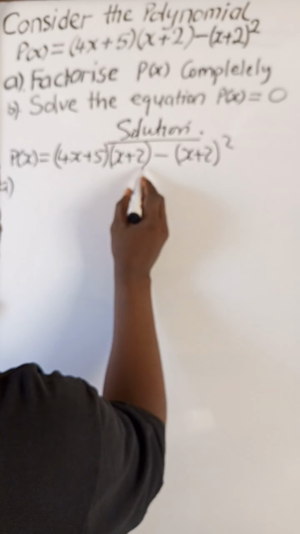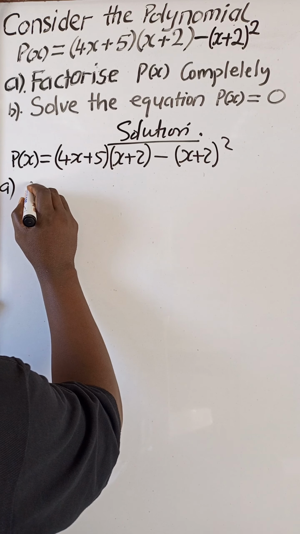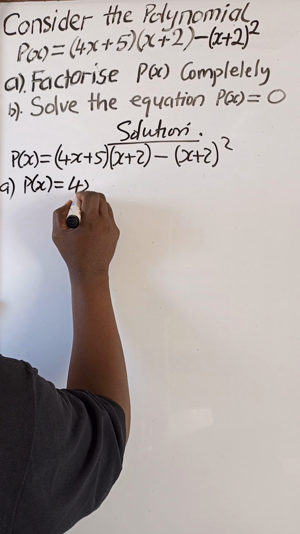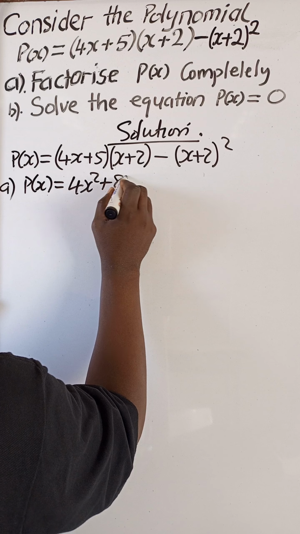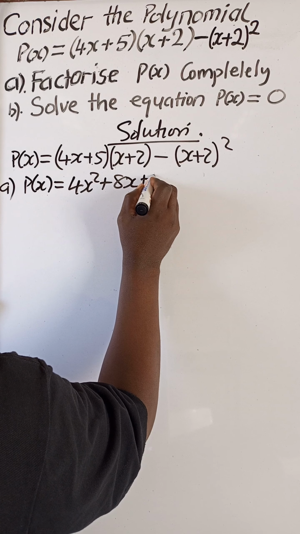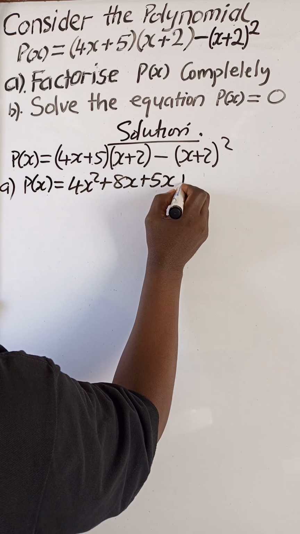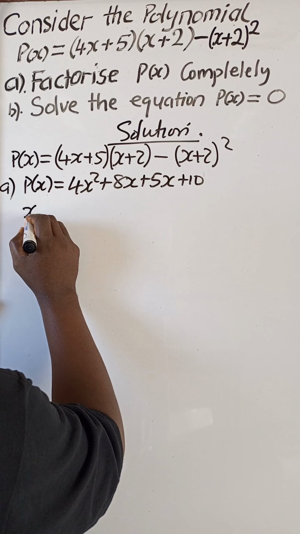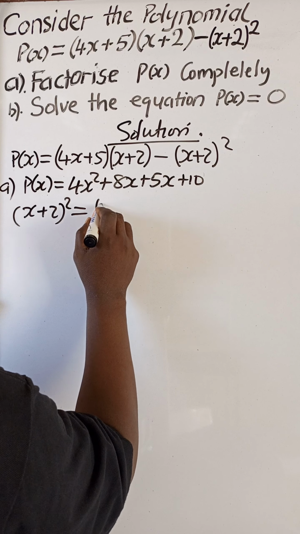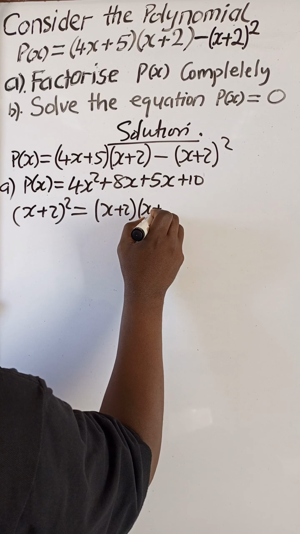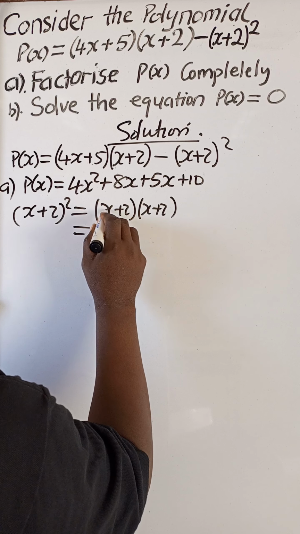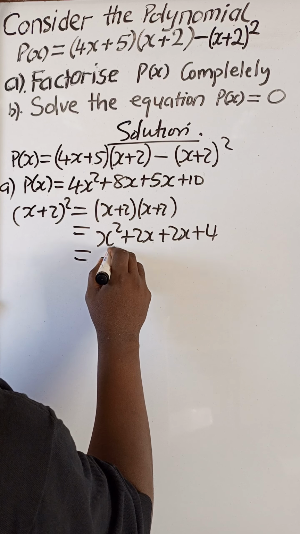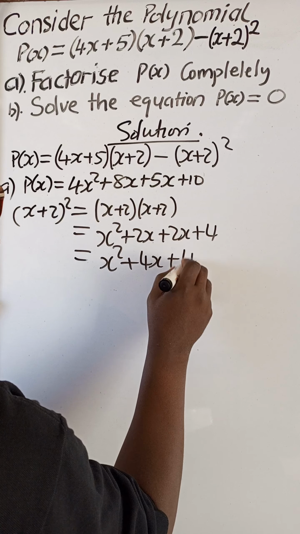We expand this expression, and we expand the other expression. So p of x is 4x multiplied by x is 4x squared. 4x multiplied by 2 is 8x. 5 multiplied by x is 5x. 5 multiplied by 2 is 10. Now, we expand this other one. We have (x + 2) all of that squared, which means (x + 2)(x + 2). That gives us x squared plus 2x plus 2x plus 4, which is x squared plus 4x plus 4.